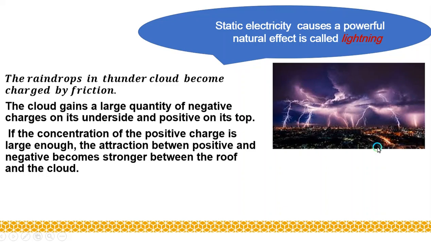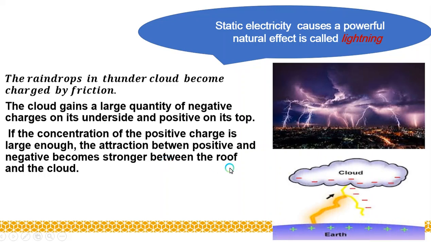But all the ground things, buildings, trees, pylons, anything here, are positively charged. So negative and positive charge will attract each other. When the concentration of the positive charge is large enough, the attraction between the positive and negative becomes very strong between the roof and the cloud. Exactly like this picture, the clouds are negatively charged and the earth is positively charged. Here there is formation of very huge lightning.